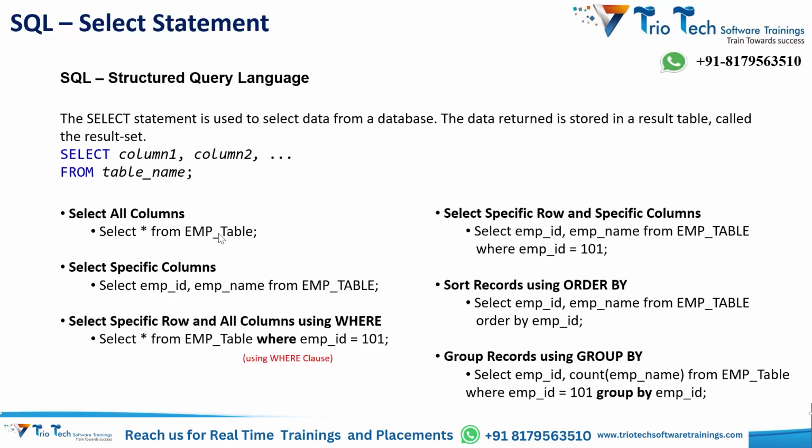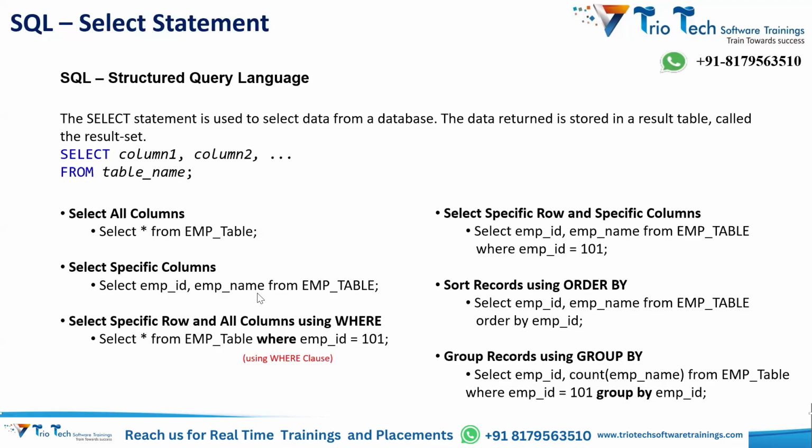In case there is a table called EMP table, and that table may contain 10, 20, 30 columns and 100 rows. You want all 100 rows and all 10 columns. Then how are you supposed to write the query? Select star from EMP table. In case you want all 100 rows, but you are not interested in all 10 columns, only a few columns, you put the column names like this to fetch only those columns.